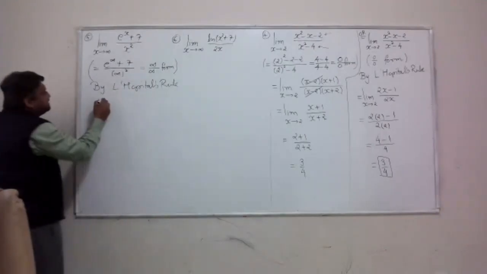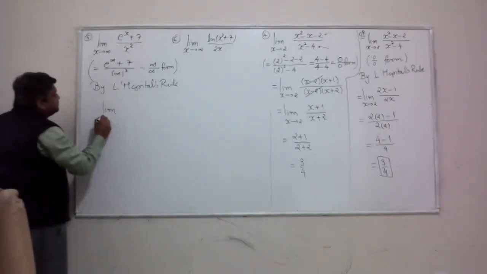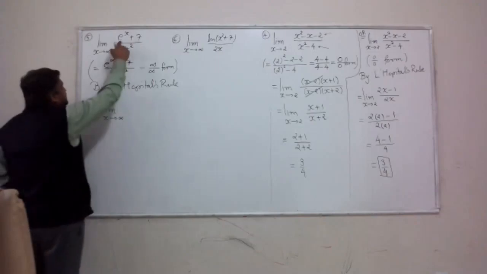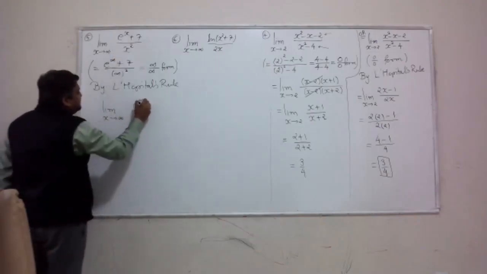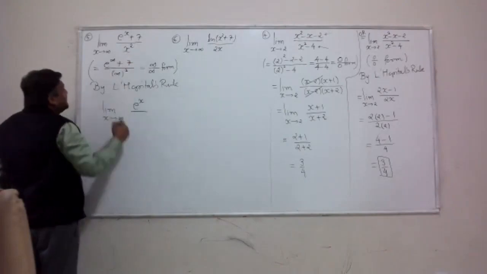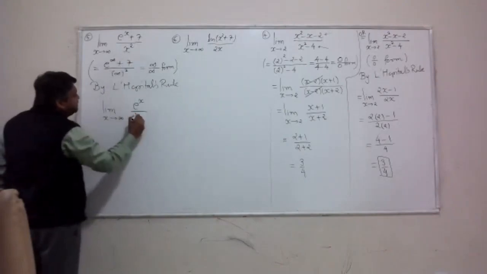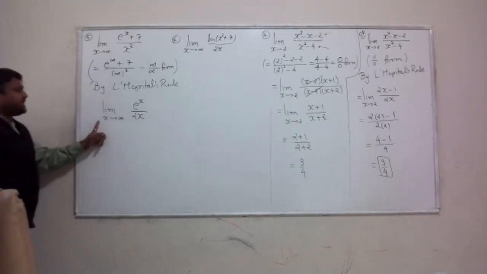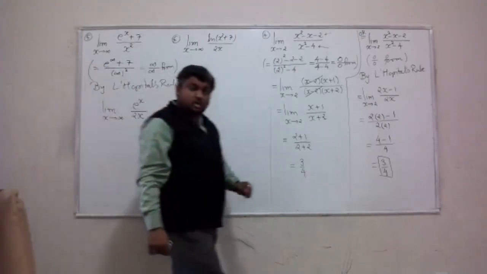I'm going to differentiate the top function. Derivative of e to the x is e to the x. Derivative of 7 is 0. In the bottom, I get the derivative of x squared, that is 2x, and I apply the same limit.